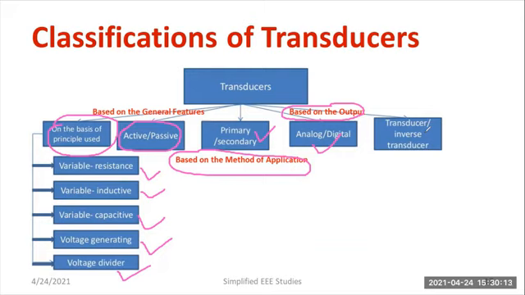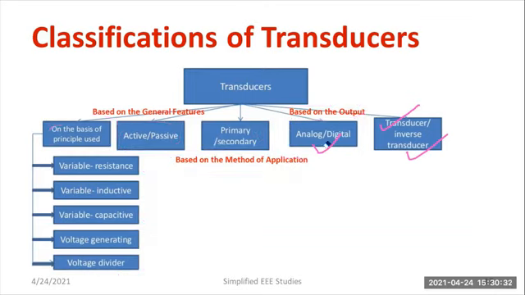Finally, based on the conversion, like electrical quantity into non-electrical quantity and non-electrical quantity into electrical quantity, you can divide the transducer into normal type of transducer and inverse transducer. So these are the broad classification of transducers. Next, I wanted to discuss them individually.